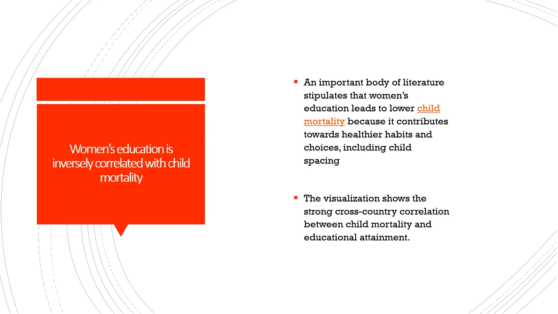Another important correlation that we generally see with respect to social returns to education is correlating women's education with child mortality. It has been seen that women's education is inversely correlated with child mortality. Various studies have shown that if you educate women, the nutrition outcomes within the households improve, and that ultimately impacts child mortality levels as well.